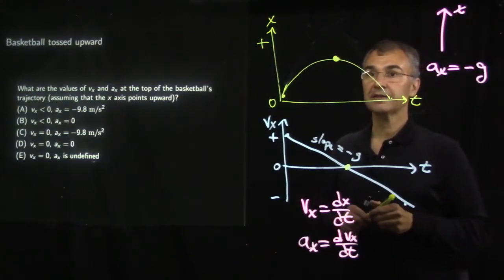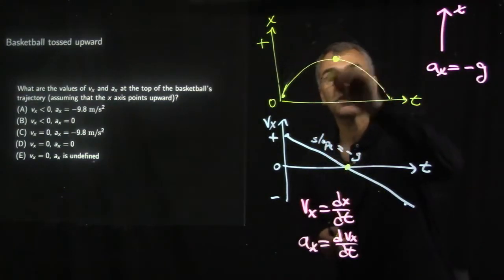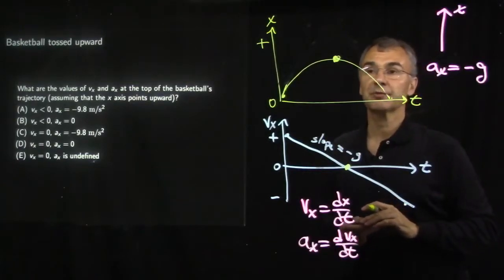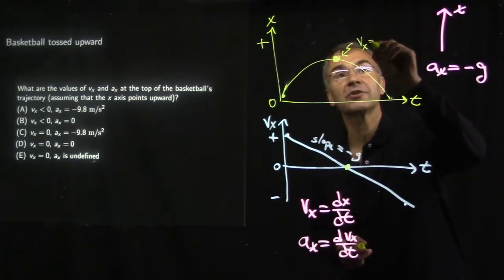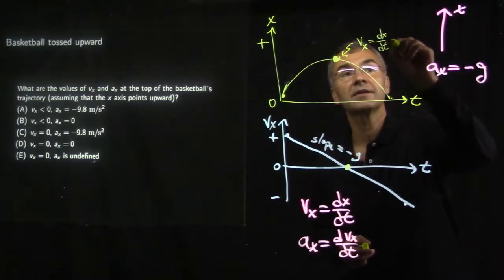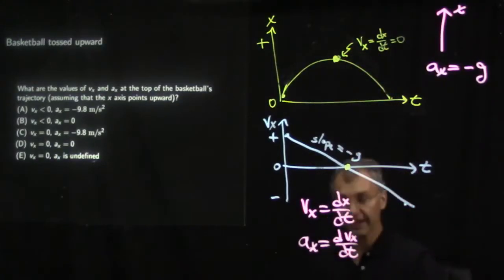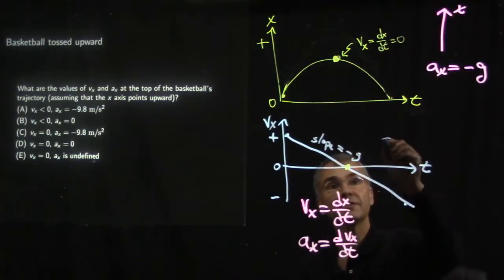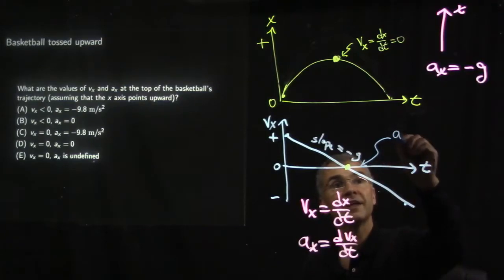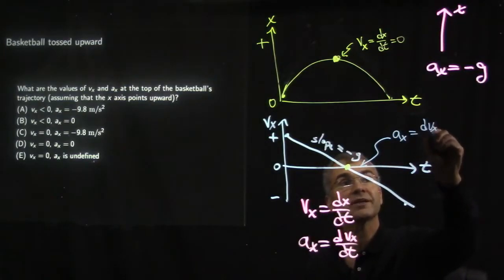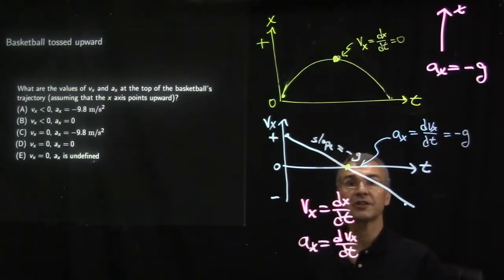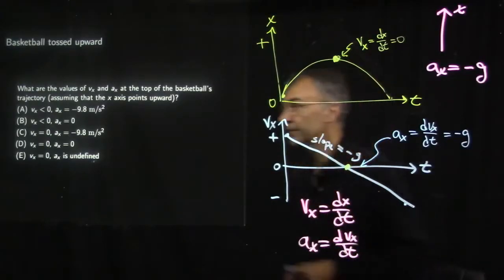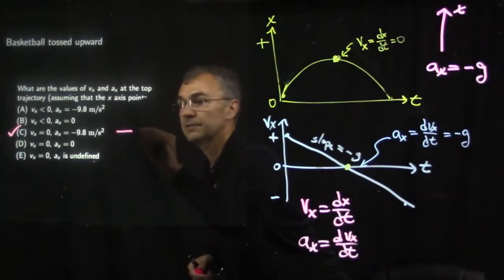So I think that at this instant, this represents the top of the trajectory for the basketball. At this instant, we have v sub x, which is dx by dt, is 0. But at that same instant, we have a sub x, which is dv sub x by dt, is minus little g. So I think I like this answer.